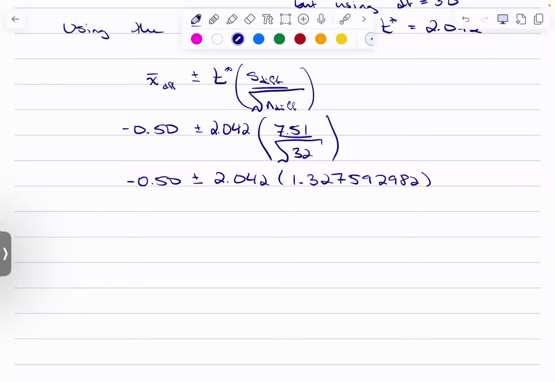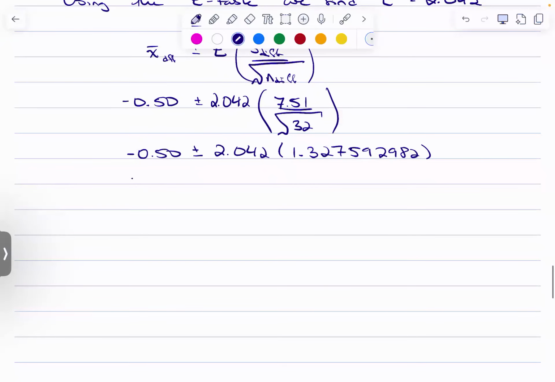Standard error is 1.3276, let's call it. And I need to move out 2.042 of those to make a 95% confidence interval. So times 2.042, and I get negative 0.50 plus minus 2.710944869. Now, what's usually safe, as a rule of thumb, is if you keep at least as many decimal places as I gave you.